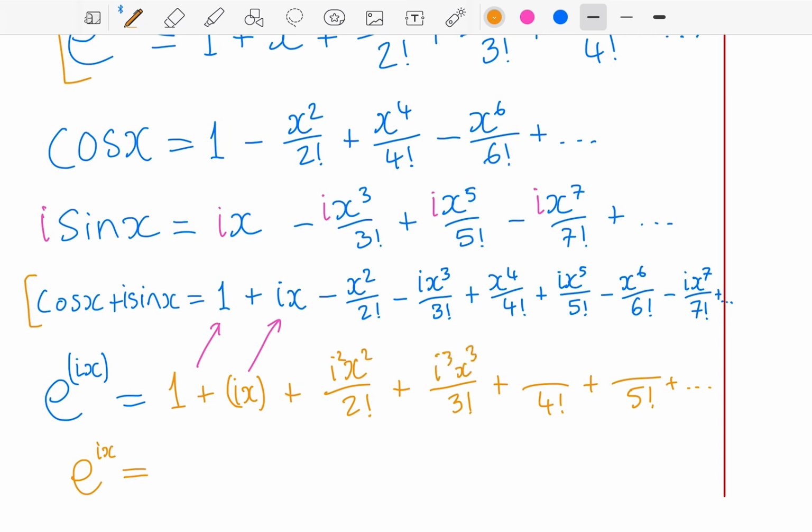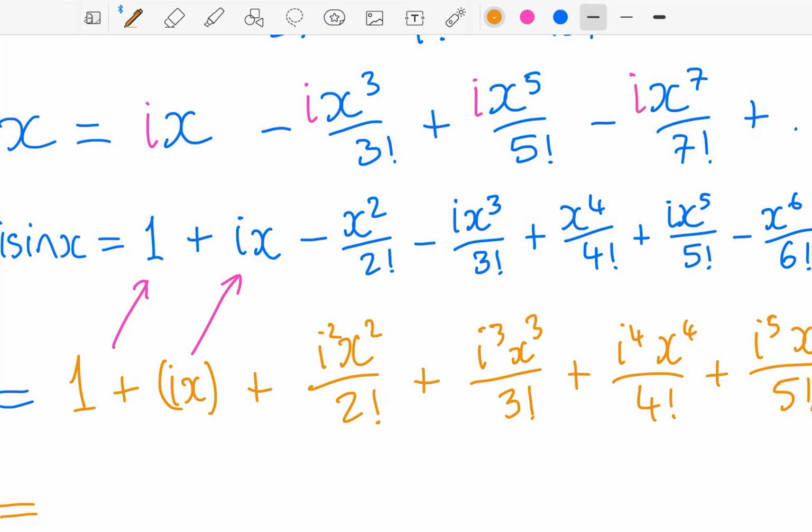So I could write them all like this, but now this is where I need to decide what i to certain powers is equal to. i squared is equal to minus 1, hopefully you know by now. So I can replace i squared with minus 1, and that will just change this whole term to a minus. i cubed is i squared times i, so i cubed is minus 1 times i, so minus i. i to the power of 4 is i squared times i squared, so minus 1 squared, so 1. So that just almost disappears.